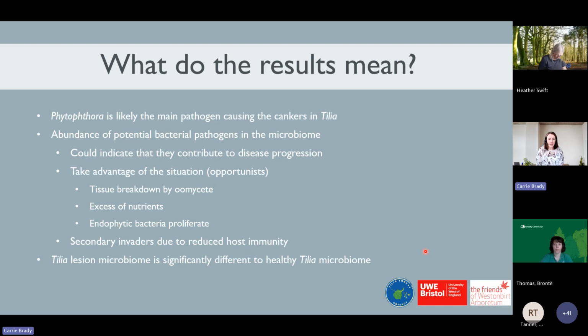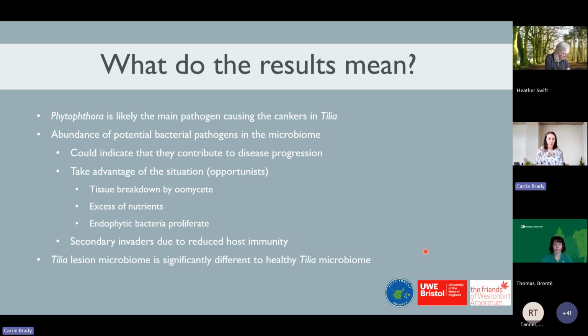So there are kind of two ways that the bacteria could be doing this. They could be taking advantage of the situation where the Phytophthora is breaking down the bark tissue and it's releasing an excess of nutrients, which the bacteria love. This provides an environment for the bacteria, which could be present in the tree in low numbers anyway, to kind of proliferate and come up in greater numbers. Or the bacteria could be secondary invaders from the environment who are taking advantage of a reduced host immunity.